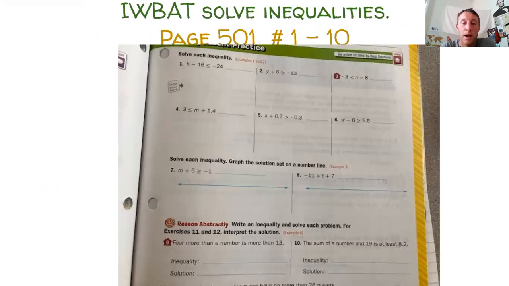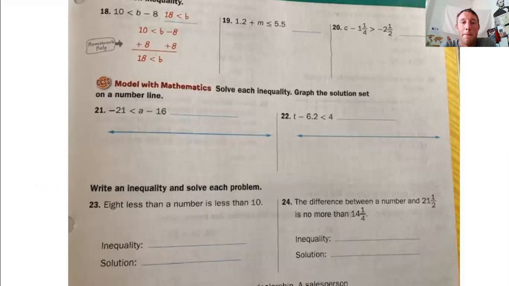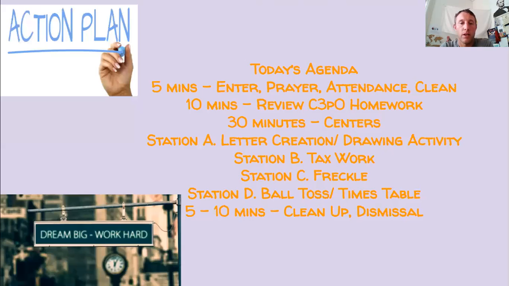Okay, we have these 10 practice problems, 1 through 10. Go ahead and solve those, gentlemen, online. And then if you finish that, you can go above and beyond and do 19 through 24. Okay, that's all I got for you.